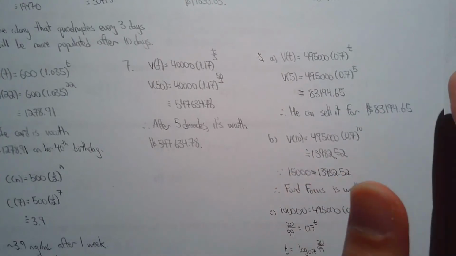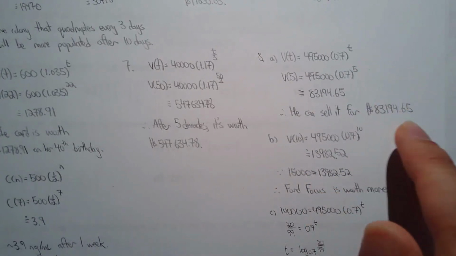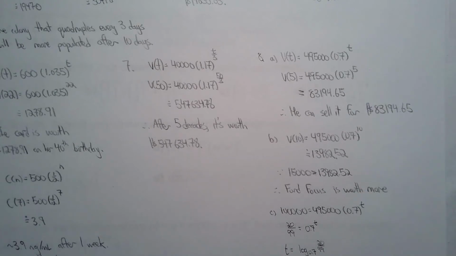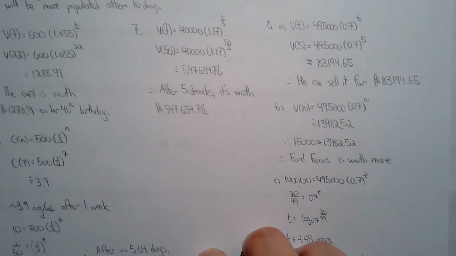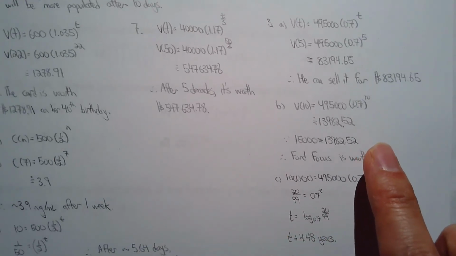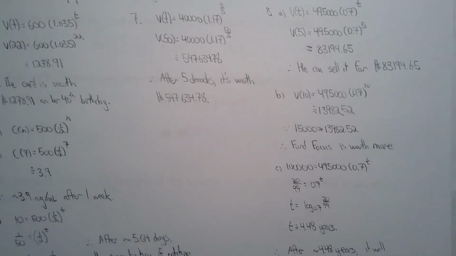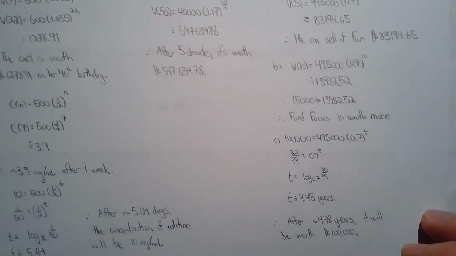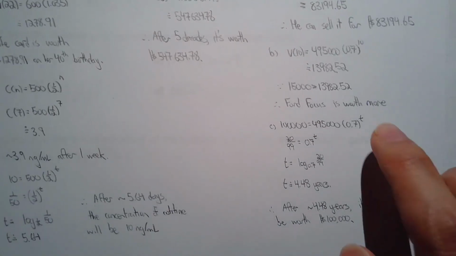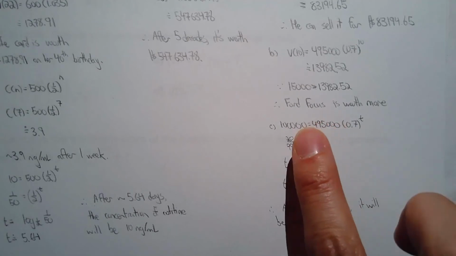So for question 8, you're losing 30% every year. So after 5 years, you can sell it for $83,194.65. And you can do the calculation again after 10 years. Okay, so 8C is the most interesting question, I'd say. For 8C, you have to set the value of the car to be $100,000.